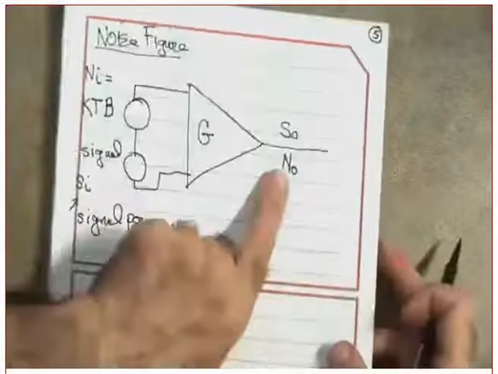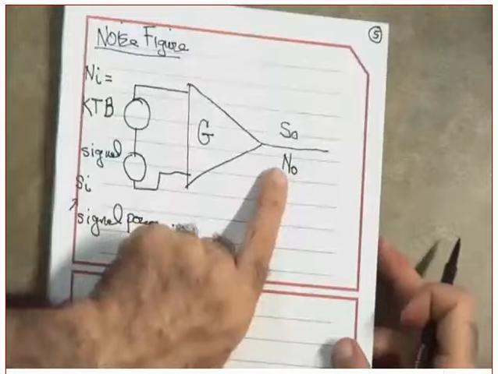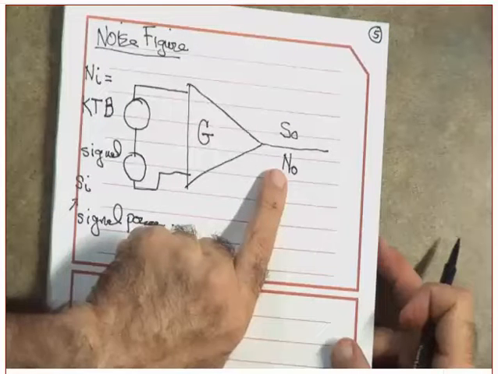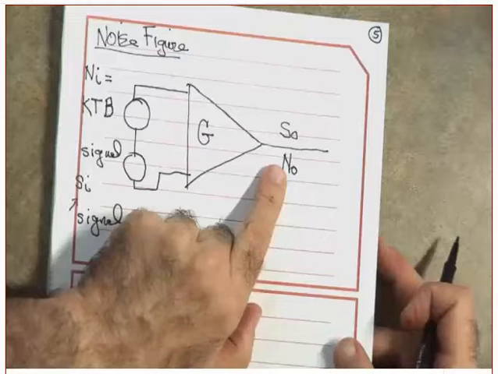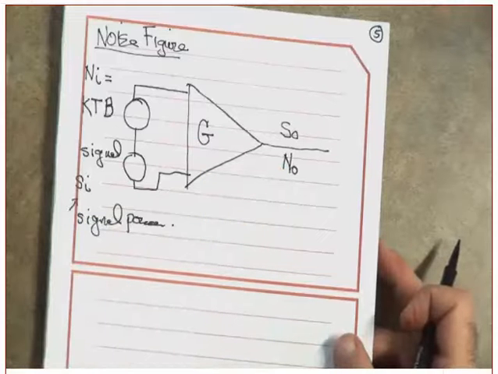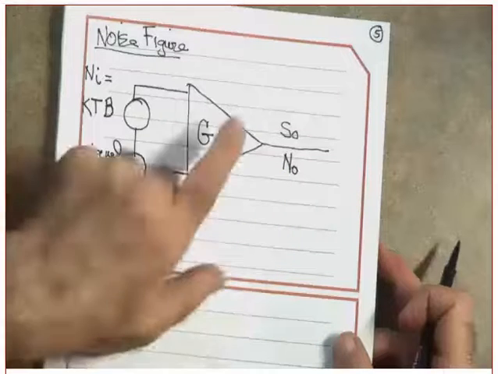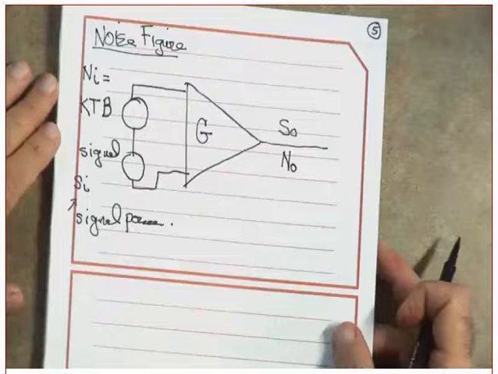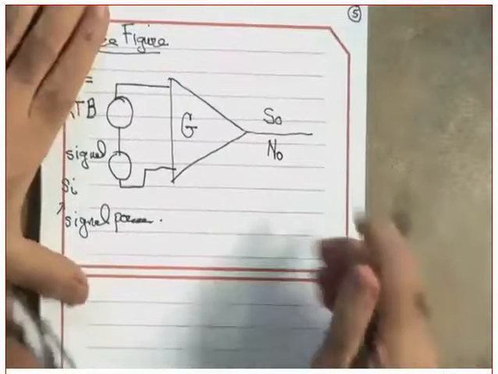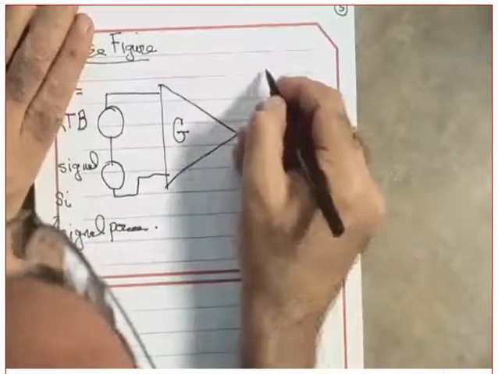Clear? By the way, will this one be white? Of course not. This amplifier has a frequency response. It's not going to pass all the frequencies in there. Did you get this or not? Yes. Okay, so this is the output signal power.